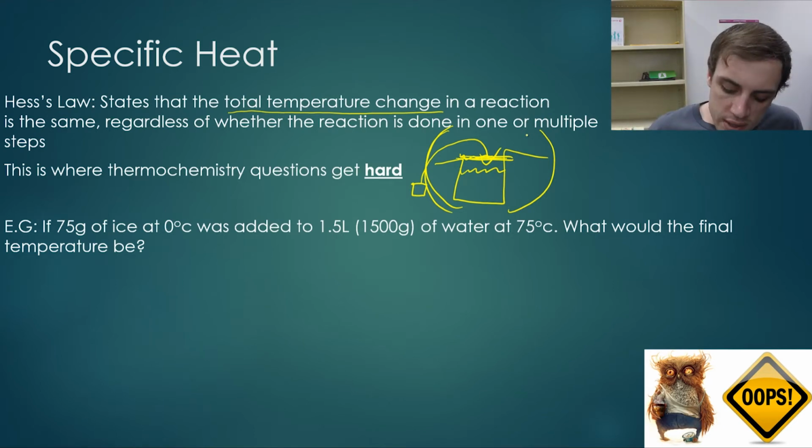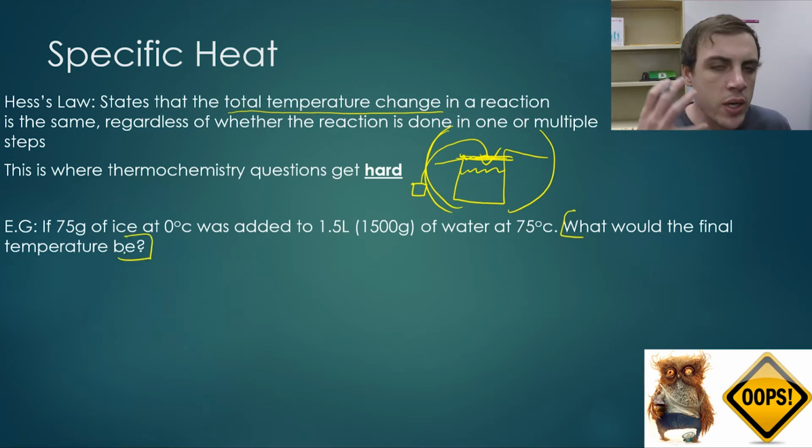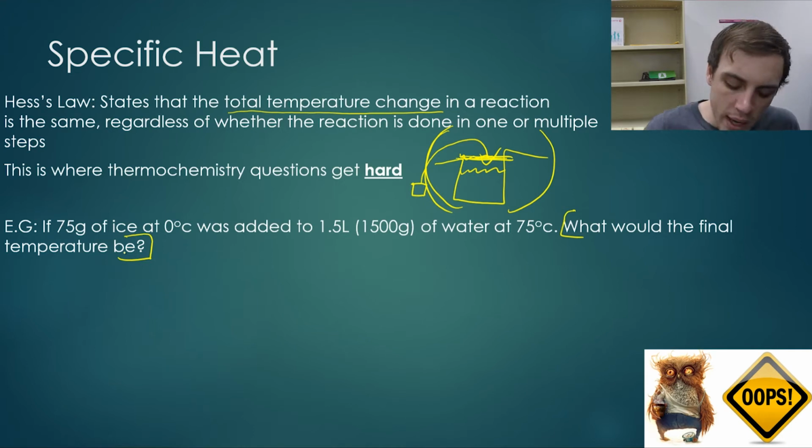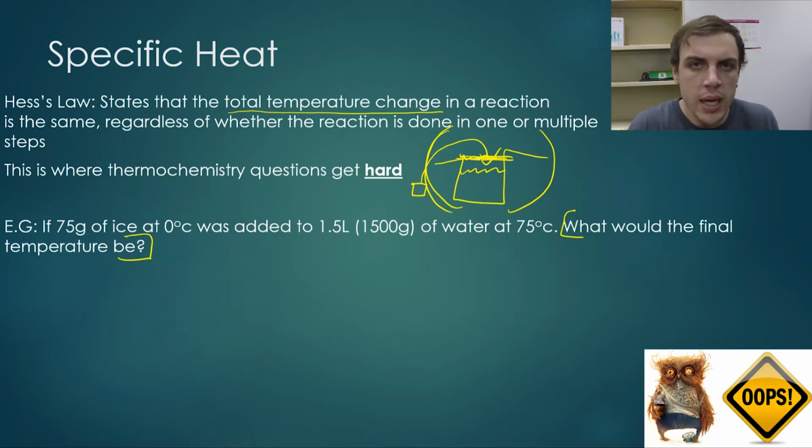So the first thing that we need to do is look at this question and go, okay, what do they want? So they want the final temperature. Now, a big thing we need to acknowledge here is we have two different objects. We have ice and we have liquid. So we sit here and go, well, do we need to calculate what the final temperature of the ice and what the liquid water would be?